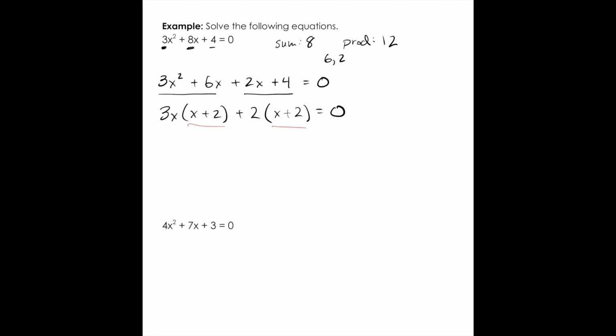And now I can common factor the x plus 2 and write x plus 2, and the second bracket would be what's left, the 3x plus 2.